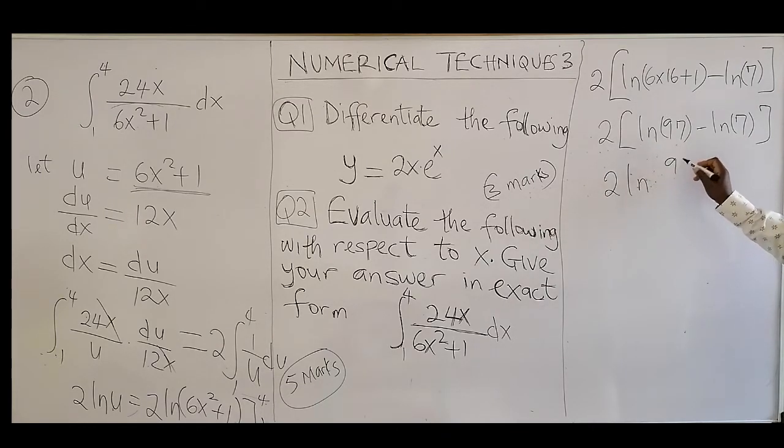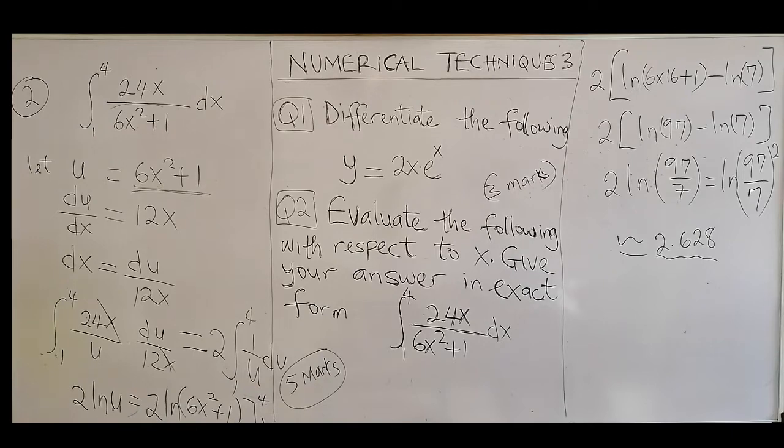Okay. So final conclusion, apply your law of logarithm. So that will be 97 over 7. So that's the answer. And if you want to go further, this 2 can come in as the exponent, as power here. And that will be ln (97 over 7) to the power 2.